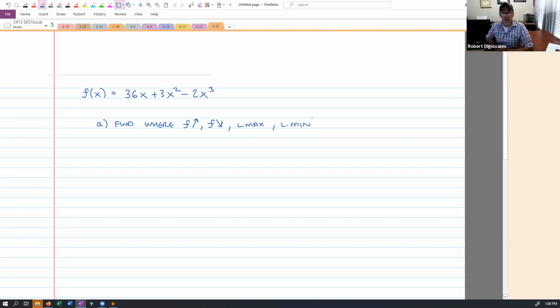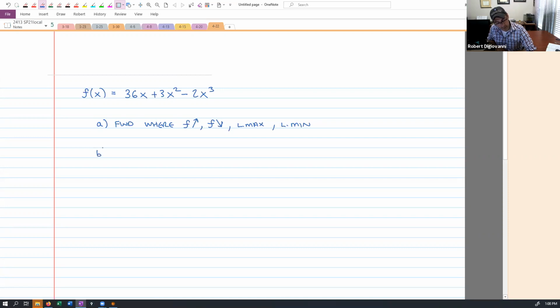So here's your first example. I'm going to give you a function, and we're going to start with an easy one: f of x equals 36x plus 3x squared minus 2x cubed. And here's what I'd like for us to do. Part A, find where that function f is increasing, find where it's decreasing, find the local maxes, and find the local minimums. That's all what we did last class, okay?